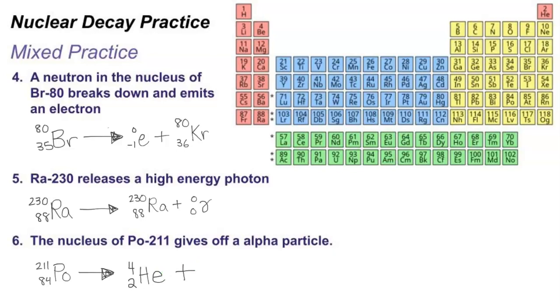So we need to figure out what plus 2 will give us 84, and of course that is 82. And then what plus 4 will give us 211, and of course that's 207. And you are always welcome to use a calculator if you need one to get this math. Looking at our periodic table, we just need to find element number 82, which is lead. Pb is lead. So we'll put Pb. And there is our full decay equation.